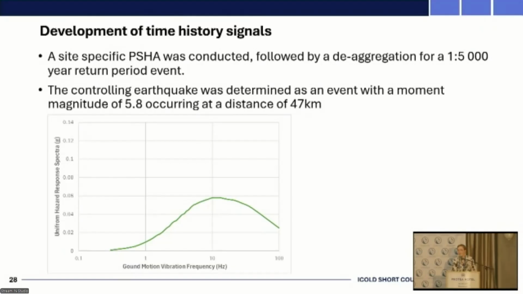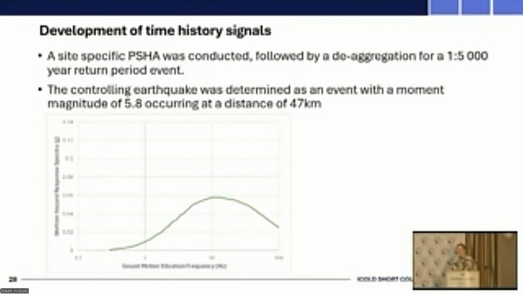The controlling earthquake was determined as an event with a moment magnitude of 5.8, occurring at a distance of 47 kilometers from the tailings dam, and the green line shows the uniform hazard response spectra for that controlling earthquake. So we're going to take a look at that first and see what the results for that earthquake are, and then move on to looking at a seismic event with a larger magnitude.